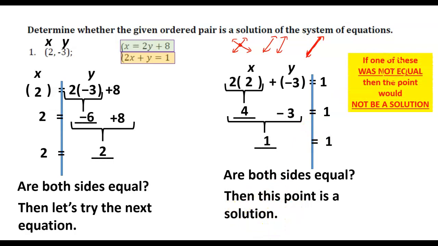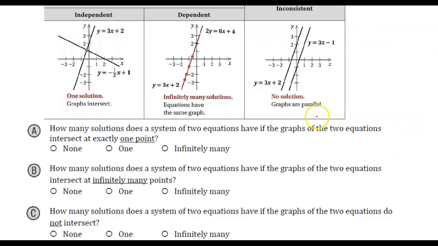Now, just note that if one of these was not equal, so for example, let's say 2 is equal to 5. Let's say we did all this work and we found it to be 5. Or we did all that work and found that number to be -1 instead of a +1. If that is the case, then that means this point would not be a solution. So just keep that in mind. Also, if I'm going too fast, please feel free to pause so that you can take down some notes.